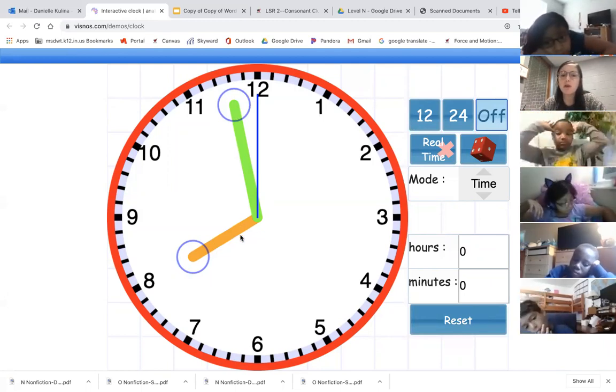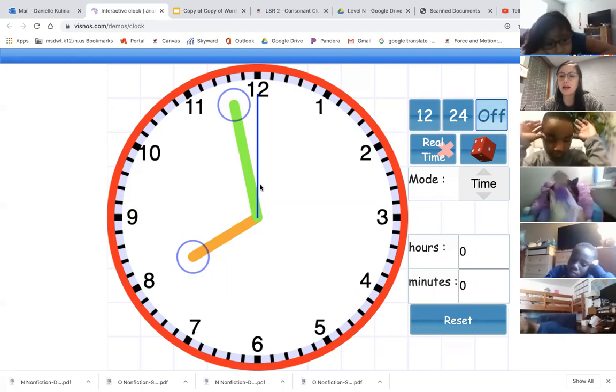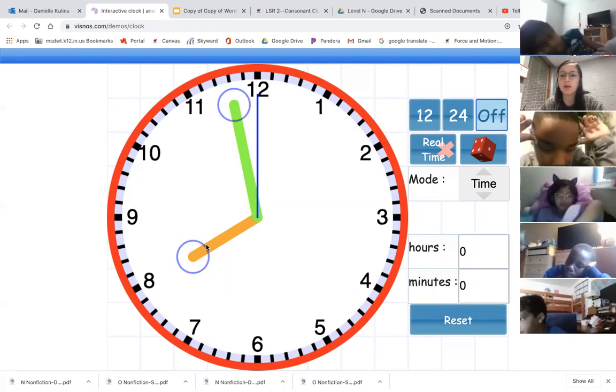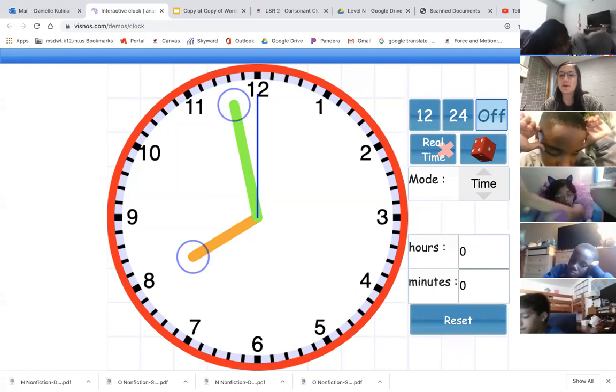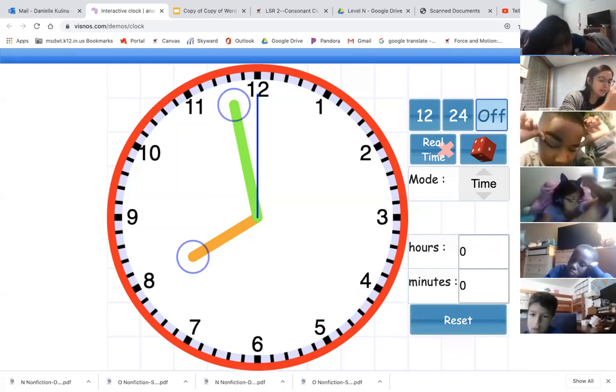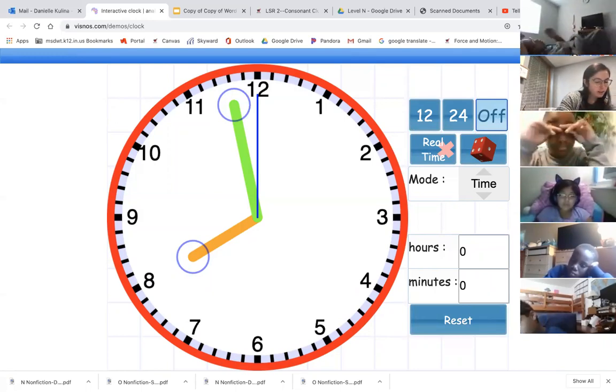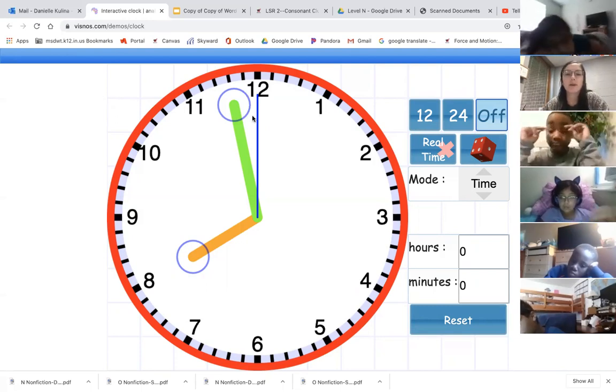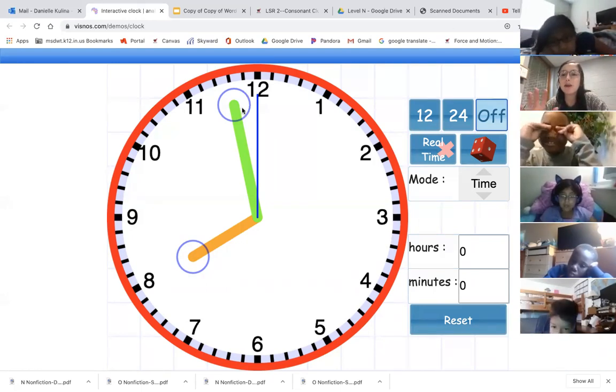So what would we call the orange? If this is the minute hand, someone raise your hand. What would we call the orange? Thanks, Piper. What would we call it, Piper? The hour hand. Yes. Perfect. Okay. All right. So let me go through real quick.